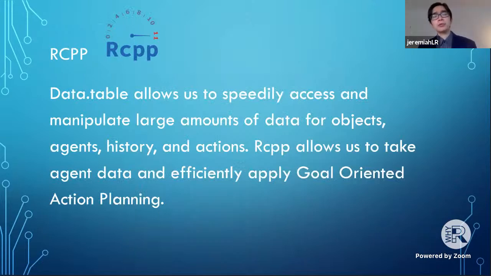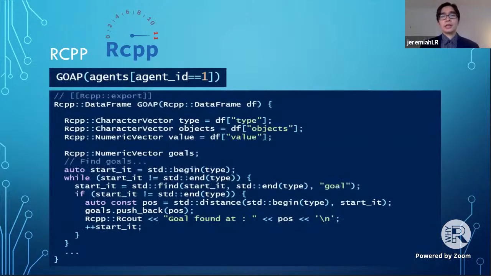So data.table allows us to speedily access and manipulate large amounts of data for objects, agents, history, actions. Meanwhile, Rcpp allows us to take agent data and all other data and efficiently apply goal-oriented action planning. Okay? And so this is an example of how that would work.